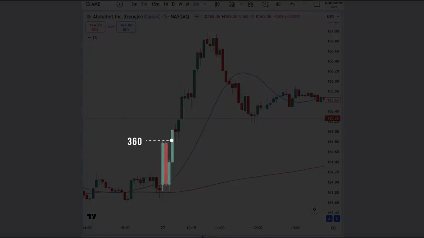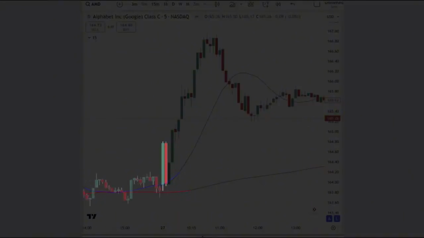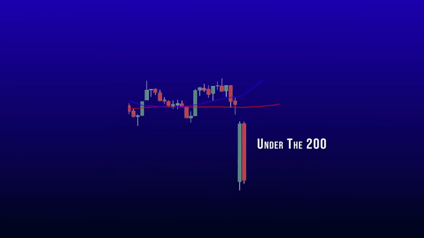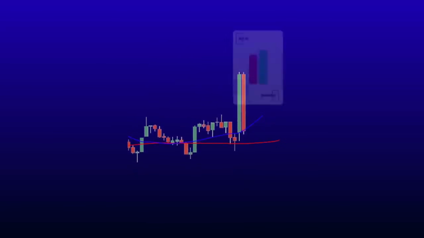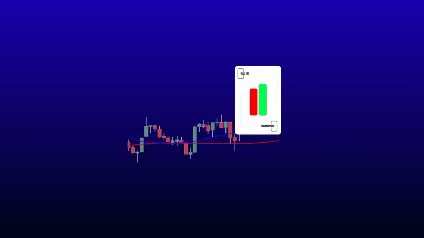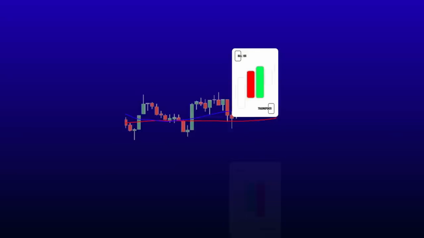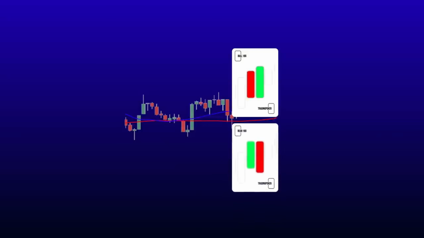Yeah, we got a 360 here. That's right. But this is very difficult because this bear 180 here is not happening in a good location, is it? Now, if you took that bear 180 up here far away, that would be different. But it's happening in the wrong location. If you put that bear 180 under, then that's good. But it's in the wrong location here. Remember the locations. On top of the 200, we're looking for the bull scenario. On the bottom, we're looking for the bear scenario.